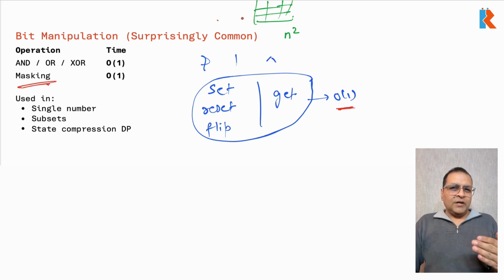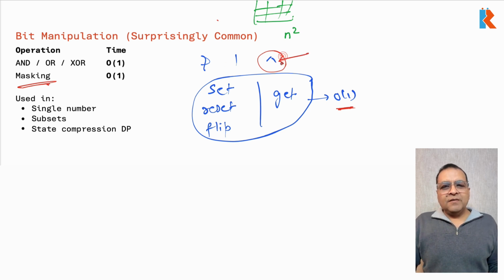You will find many coding interview problems which also use the XOR operation. So if you are using the XOR operation on an array, obviously it will take order of n time because you will be XORing all the elements of the array. But one XOR operation will take constant time.